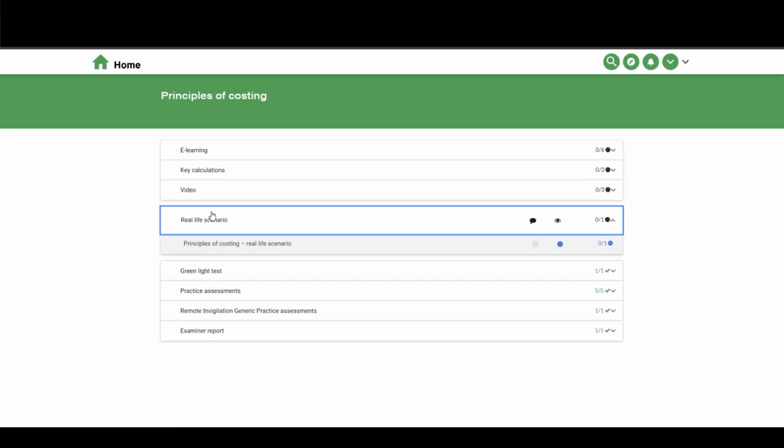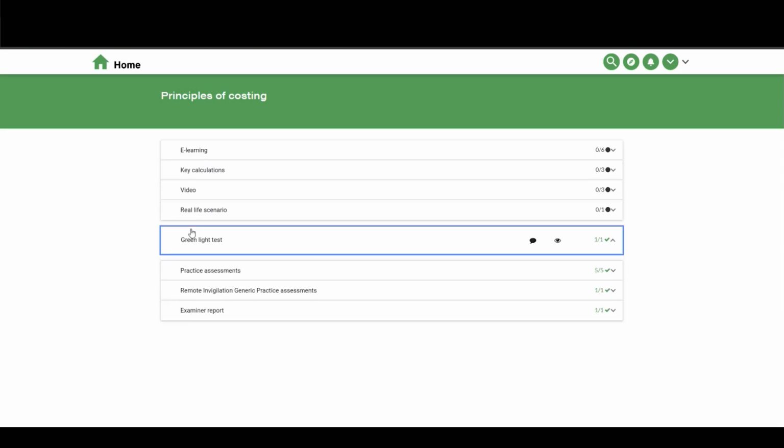The real life scenario is an e-learning module, but it's set in, as it said, a real life scenario. So it's set in a business, and it puts the topics and the questions that you've covered within Principles of Costing in a real life context. So it's quite a nice bit of revision that you can do for that.